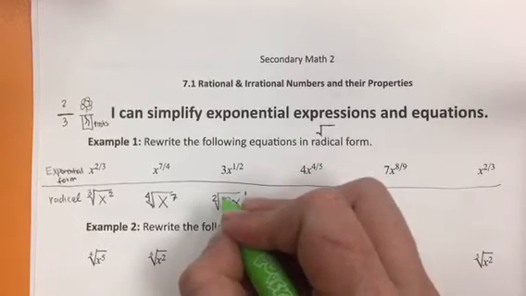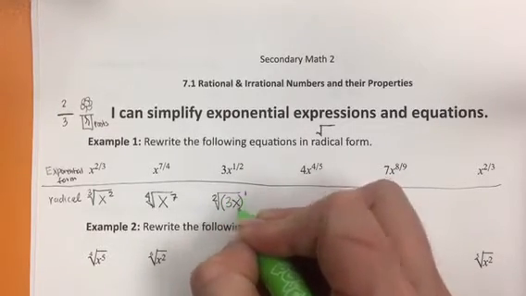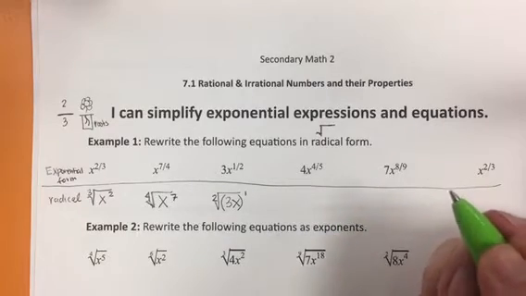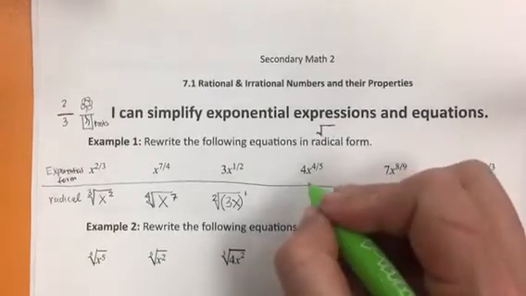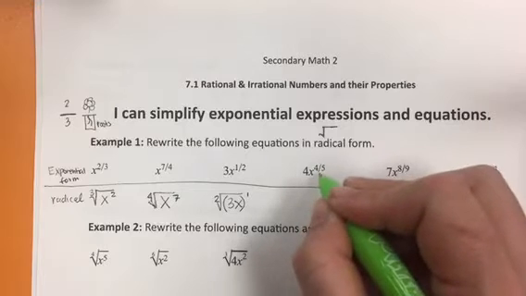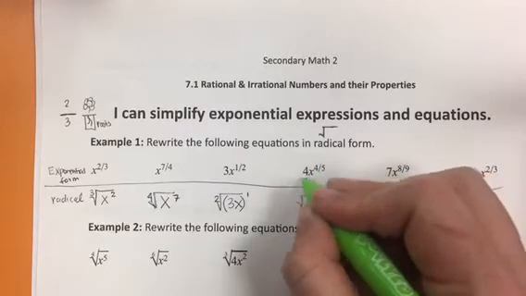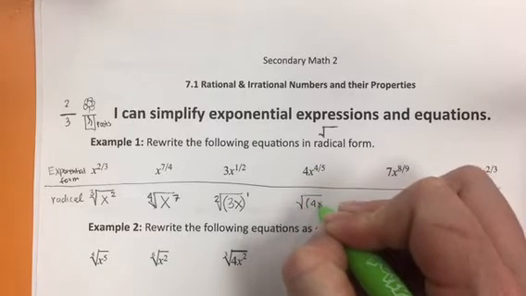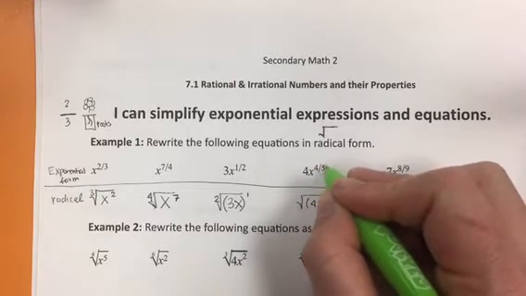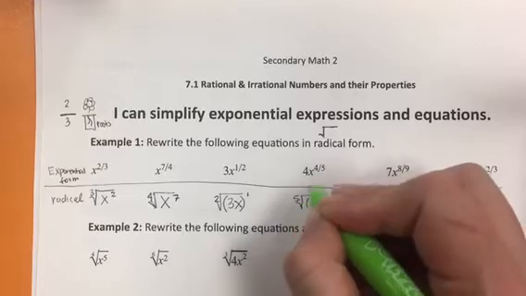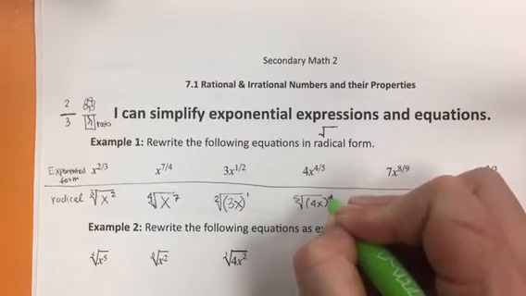When you have a 3x like that, if you want to say that they're together, you can put parentheses around them if you'd like. We have exponential form because we have an exponent. We draw the radical. The 4x goes inside. 5 is the root because it's on the bottom. 4 is the power because it's on the top.